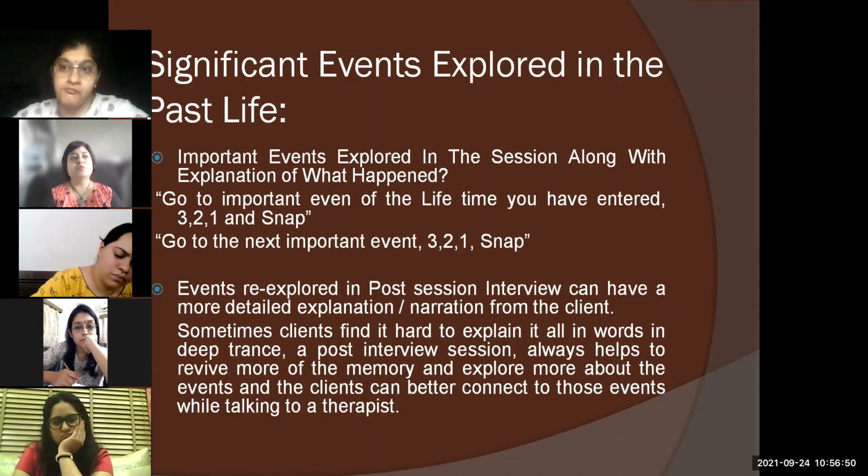Example, the client is closer to the aunt rather than the mother. Now the client knows that in that past life, that aunt was the mother and was a very loving mother. So the client, even in this lifetime, feels closer to the aunt than the mother. Okay. So the client comes to know more connections of that lifetime to this one during the post-session interview.